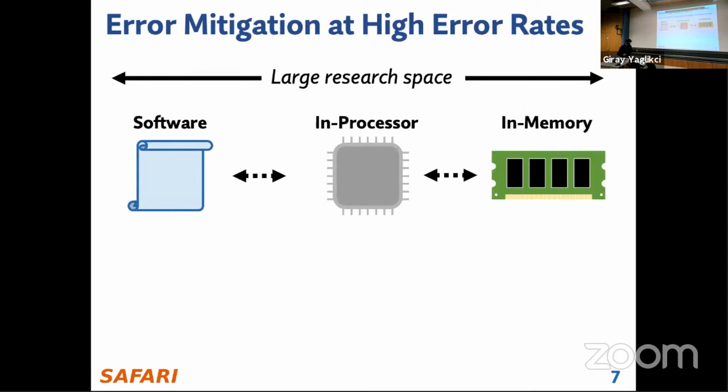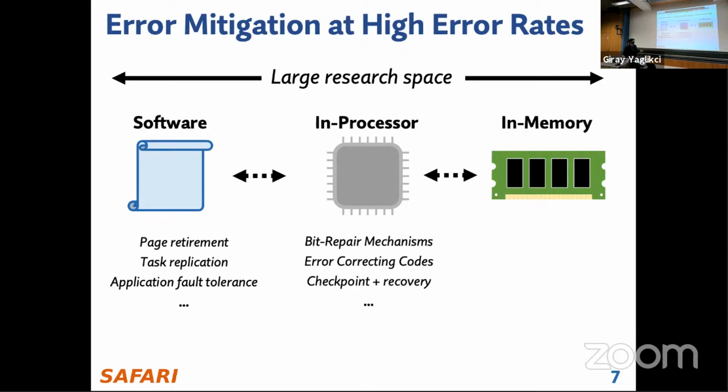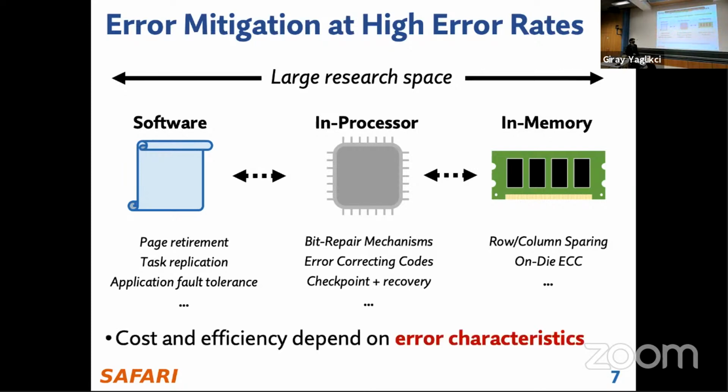In general, error mitigation is a huge research space with solutions that span from the software all the way to in-memory, as we just saw. To give some examples, in software, we have mechanisms like page retirement, where we look at things in terms of virtual memory pages, and task replication, where we do redundant operations. Within the processor, we have bit repair mechanisms, which I'll talk about more soon, and error correcting codes in general, including ones that are much stronger than on-die ECC, as I just described. And in memory, we have row and column sparing and on-die ECC. The cost and efficiency of which mechanism you actually want to use depends on the particular errors that you want to mitigate.